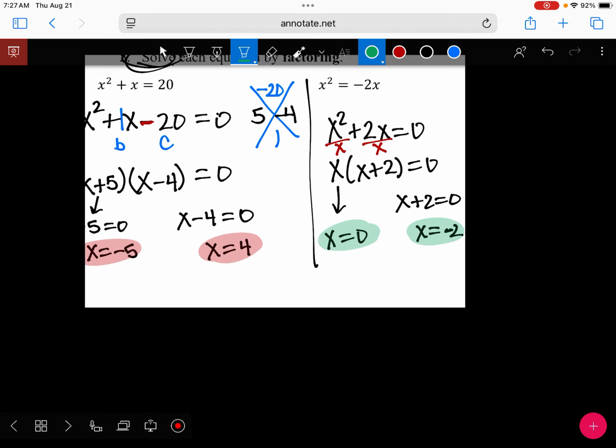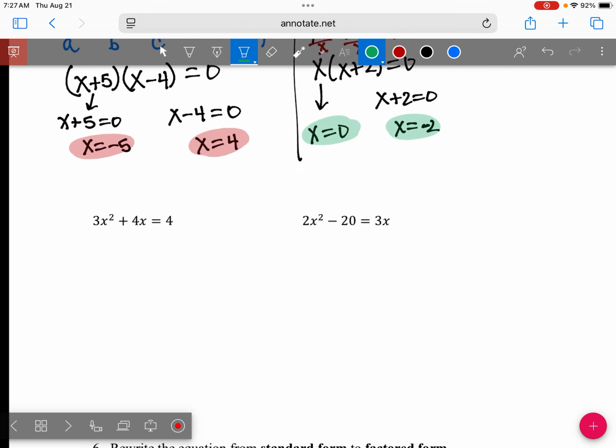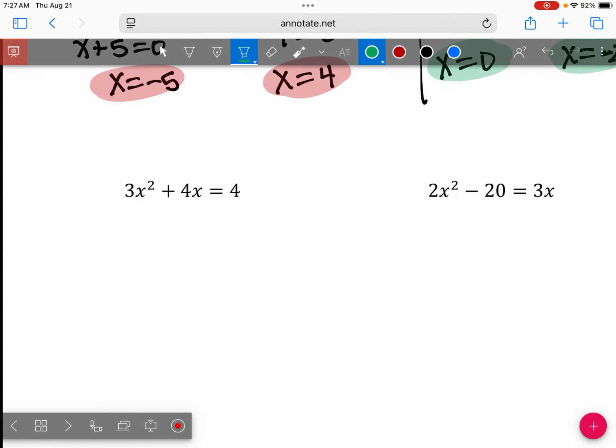First thing we need to do, set it equal to 0. So when I move that positive 4 over, it becomes a negative 4.